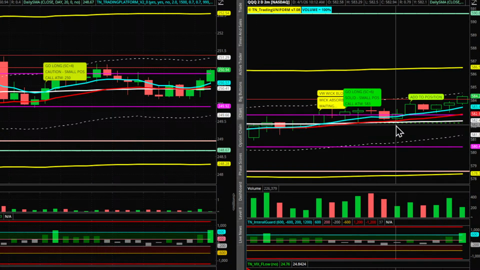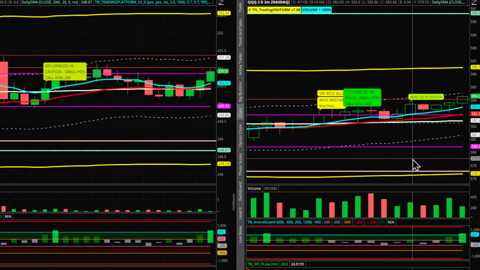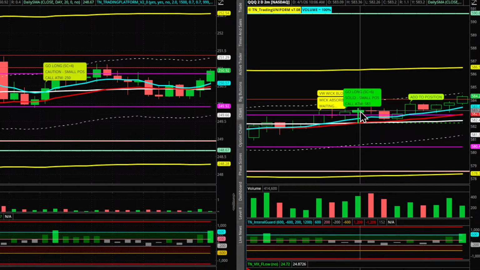Look at this. Look at the system. Look at QQQ. Oh shit. I would have thought this thing would drop, but the system fired a go long here, and then it just said, hey, add more. I never thought you would want to add at this point, but what do I know? This system knows more than I do. Look at this. Oh shit.